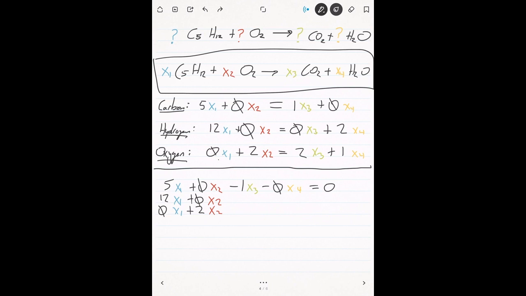So let's keep going. I also need to subtract a 0 and subtract a 2 that had the x3s.